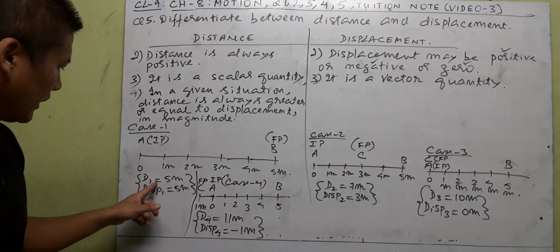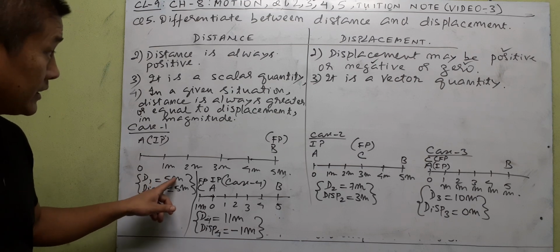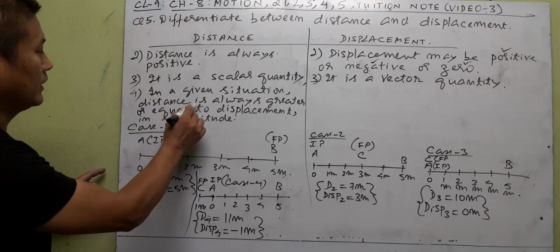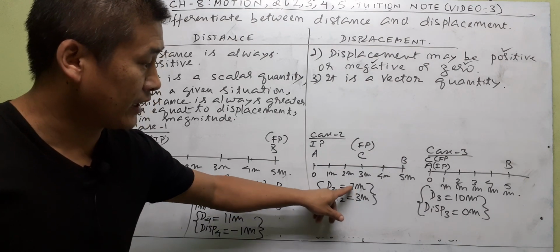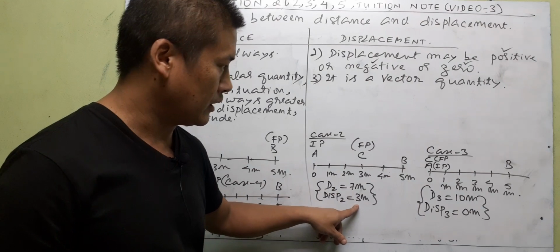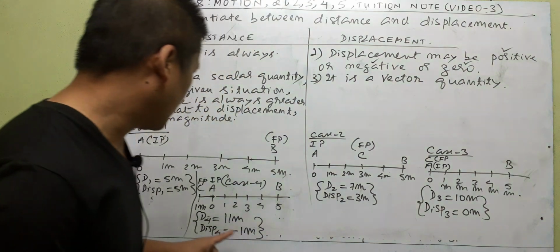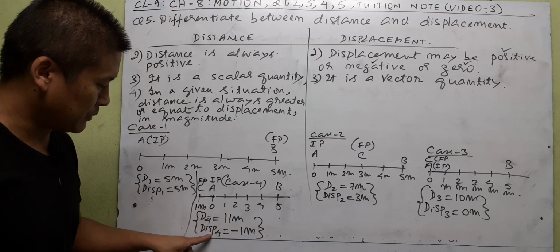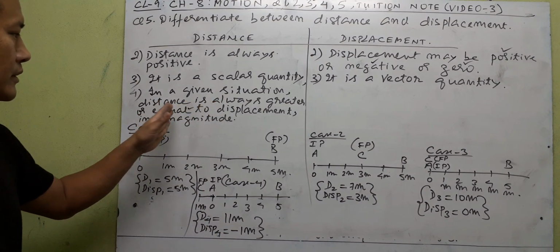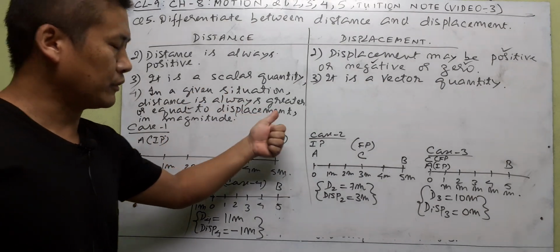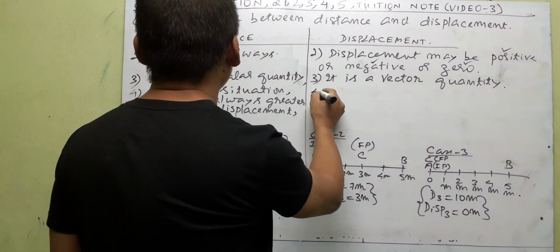Case 1, here, distance 5 meter, displacement 5 meter, equal, you see. It can be equal, at least equal. Case 2, distance is 7 meter, displacement is 3 meter. Again, it's greater than displacement. Case 3, distance 10 meter, greater than displacement 0. And case 4, distance 11 meter, displacement -1, definitely greater than displacement. So you understood, right? Distance is always greater or equal to displacement, but cannot be less than displacement.